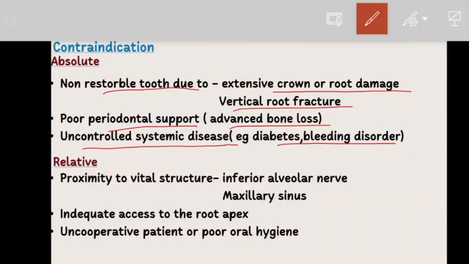Relative contraindications: if there is proximity to vital structures, that means if it is close to the inferior alveolar nerve and maxillary sinus, then it is contraindicated. Inadequate access to the root apex, an uncooperative patient or poor oral hygiene are also contraindications. A very important viva question is the difference between absolute and relative contraindications.